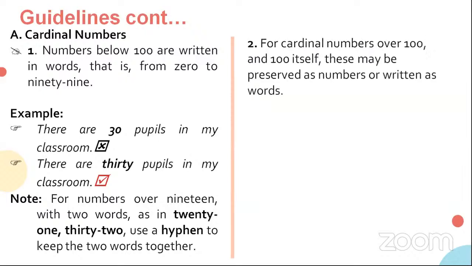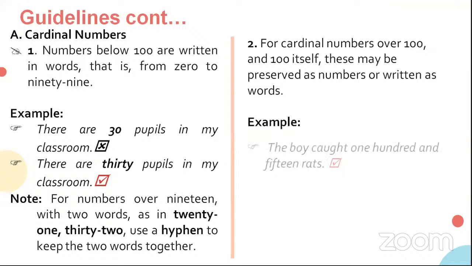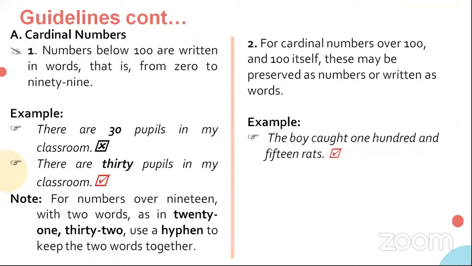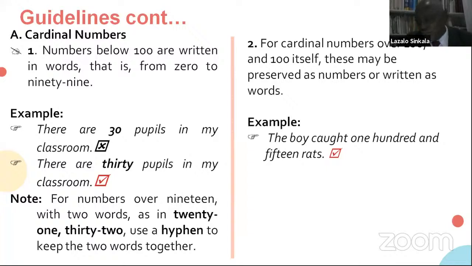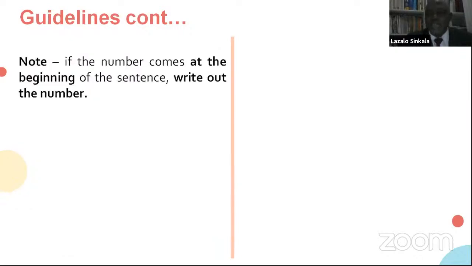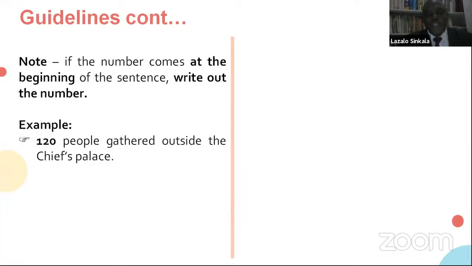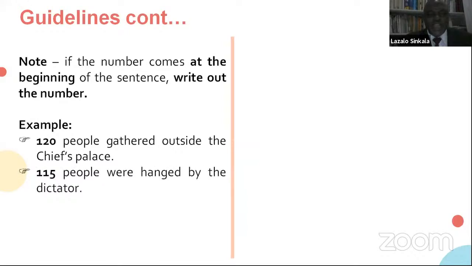For cardinal numbers over 100 and 100 itself, these may be preserved as numerals or written as words. For example, the boy from Chipata caught 115 cats. That is correct. Equally, the boy from Chipata caught 115 rats as digits. That is also correct. If the number comes at the beginning of the sentence, write out the number. For example, 120 people gathered outside the chief's palace. 115 people were hanged by the dictator.